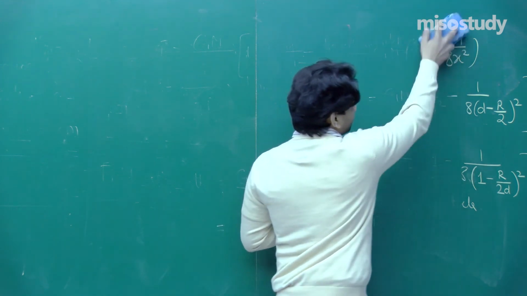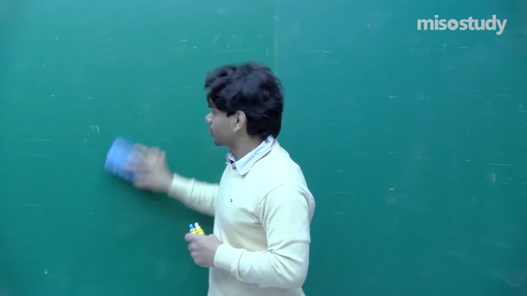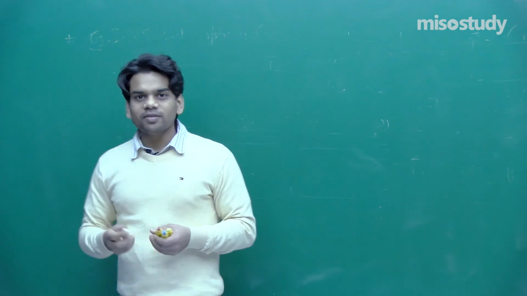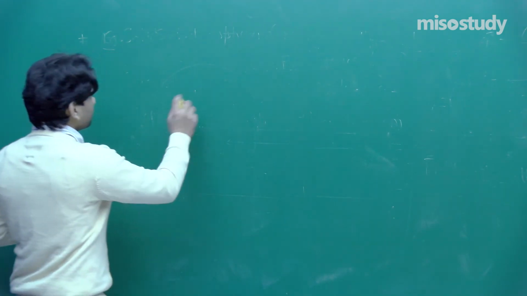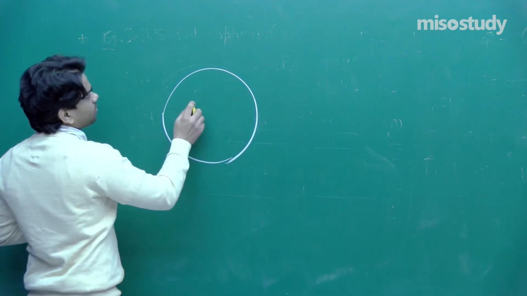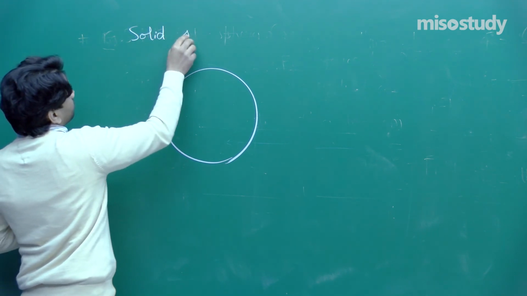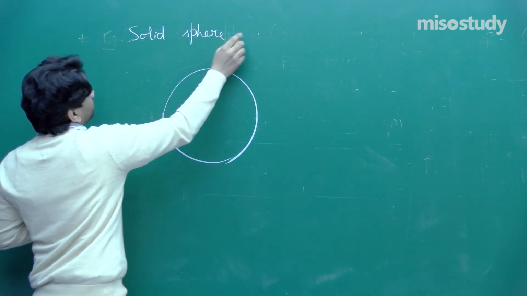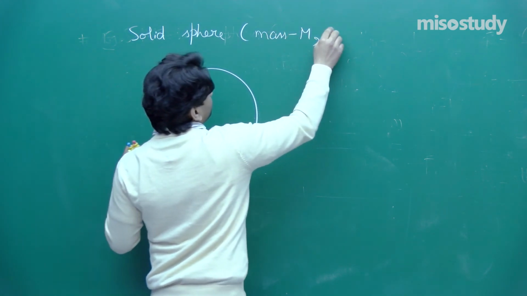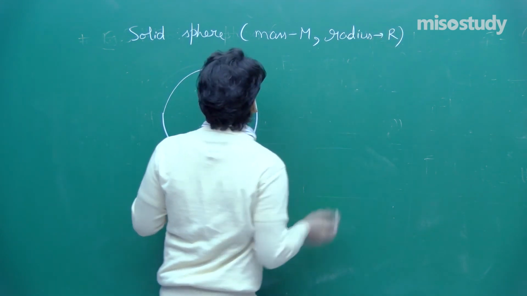Let us go ahead. Before ending the class, let us try a very simple question. Suppose we are given an arrangement of a solid sphere. This is a solid sphere, let's say its mass is capital M and radius capital R. This is what we are provided with.